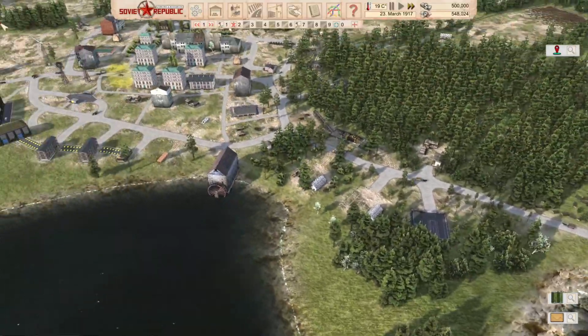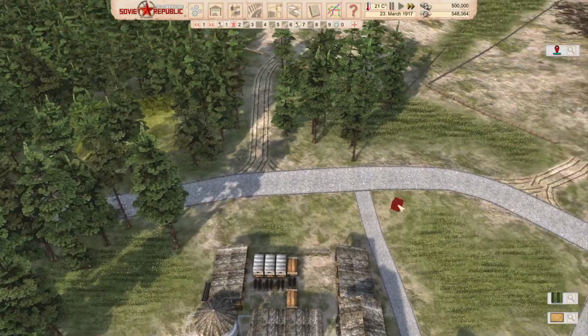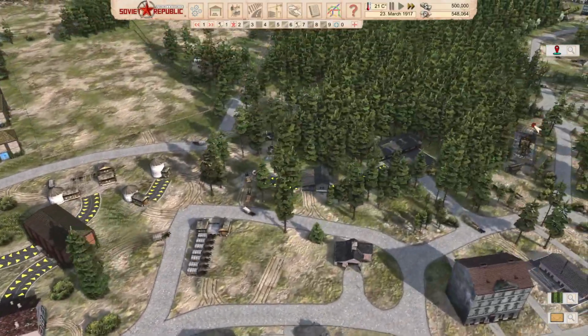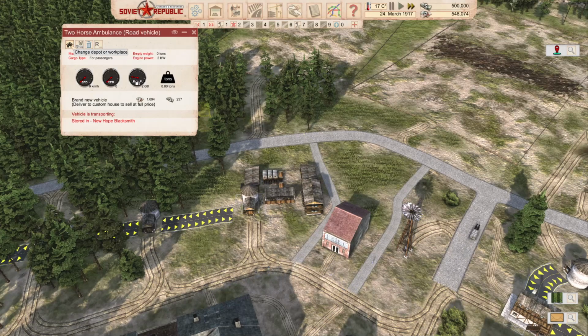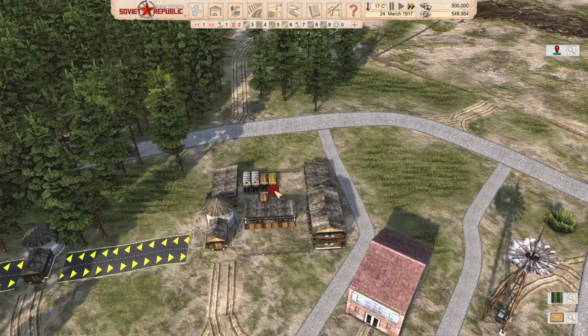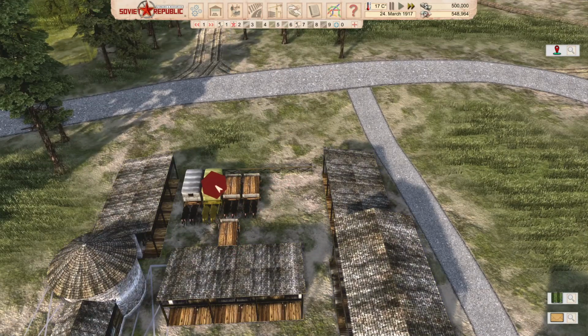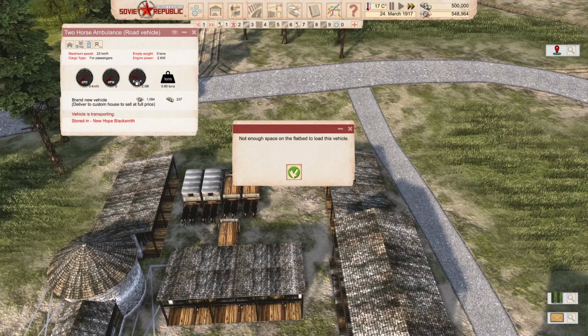Now, I did get someone ask about exporting the wagons here. One of the problems when you export vehicles, you've got to transport them to the border. They won't go to the border by themselves, as you can see here. I mean, I can sell them directly here. So like I could just sell that ambulance for 766. But if I try and put one of these onto here, what you'll find is there's not enough space on the flatbed to load these vehicles.